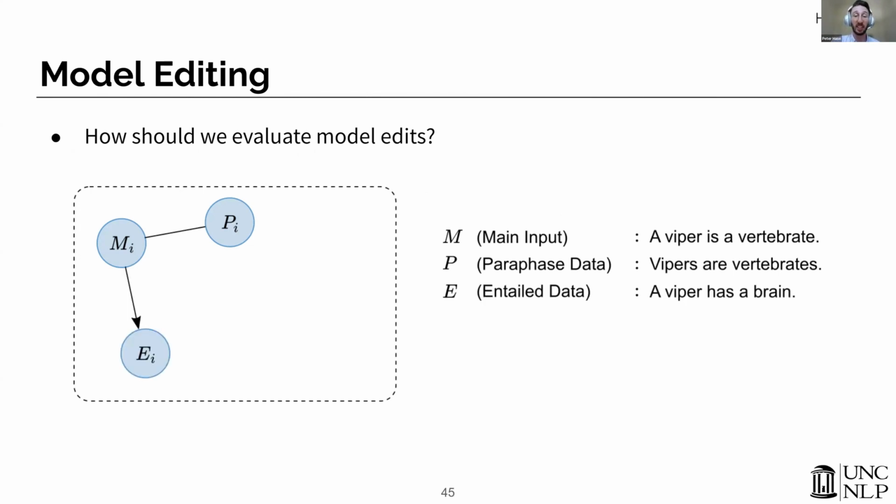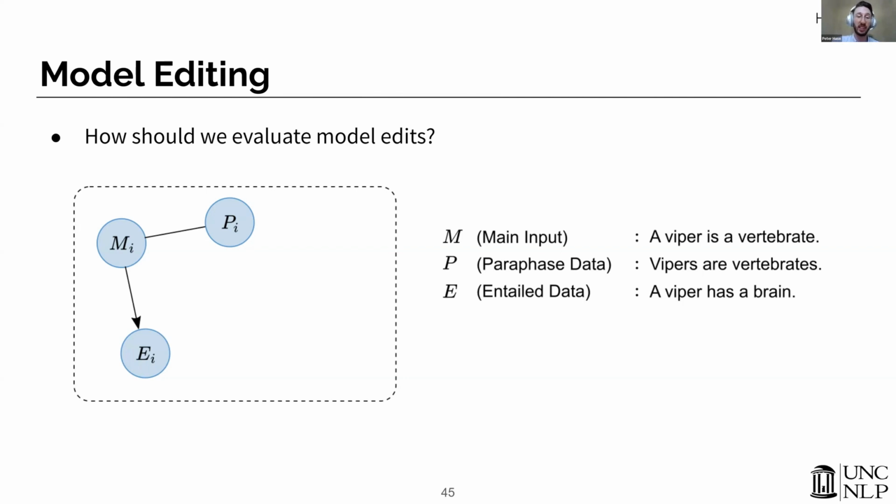But there's a harder kind of case, which is entailed data. These are statements that are a consequence of the main input being true. So if you updated a model to know that a viper is a vertebrate, you would also like the model to know or believe that a viper has a brain. This is a consequence of something about the way that we use the word, something about the state of the world. If someone believes an animal is a vertebrate, they should believe that the animal has a brain. So these are settings where we're going to want the model to generalize appropriately.